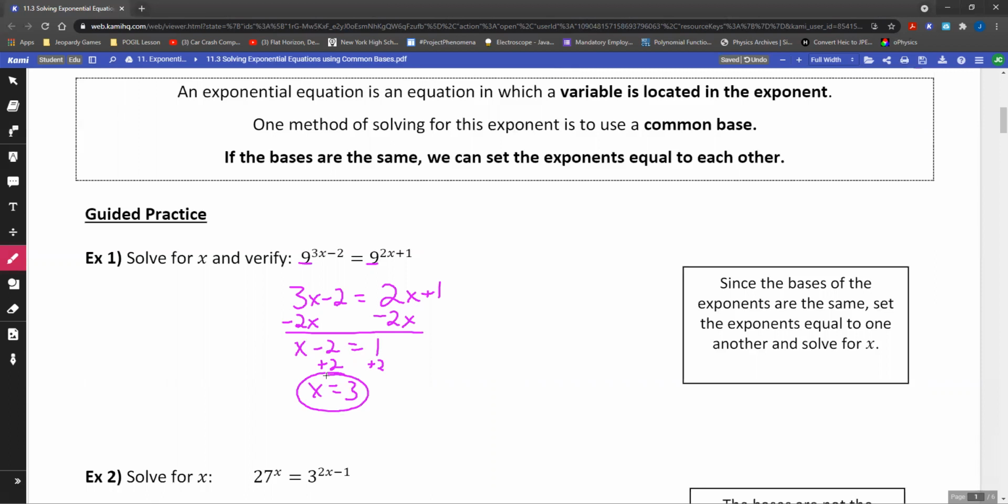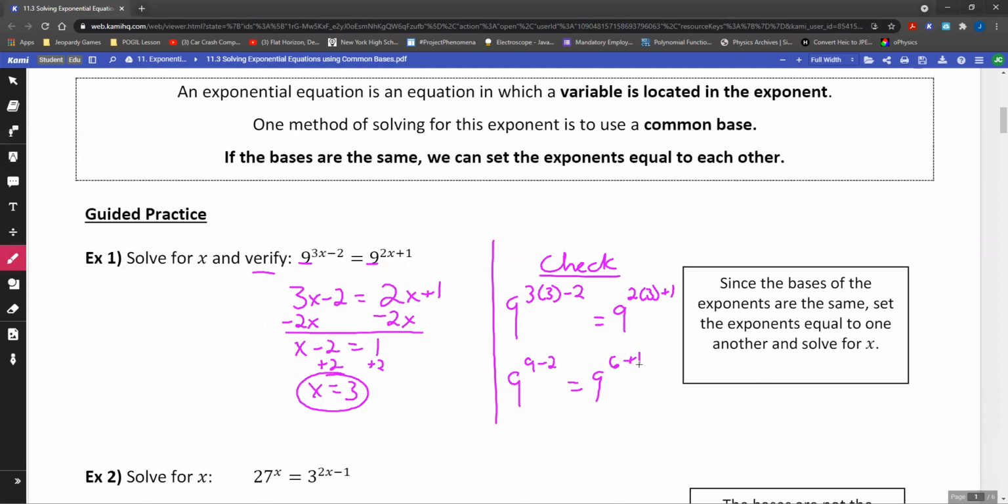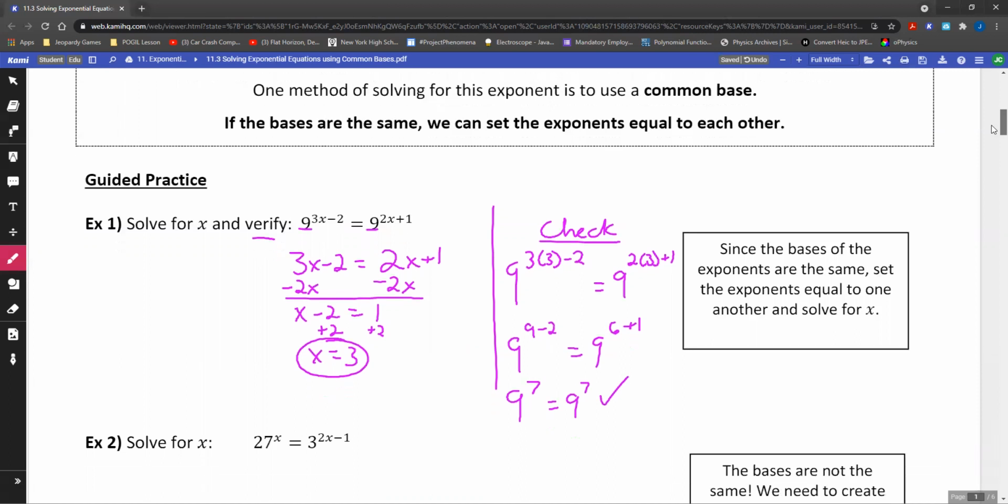Of course, it's always good to check. They even want us to verify. So we'll do a quick check over here. 9 to the 3 times 3 minus 2, 9 to the 2 times 3 plus 1. 3 times 3 is 9 minus 2. 2 times 3 is 6 plus 1. 9 minus 2 is 7, and 6 plus 1 is 7. So I end up with 9 to the 7th equals 9 to the 7th. So right there, my answer is 3.